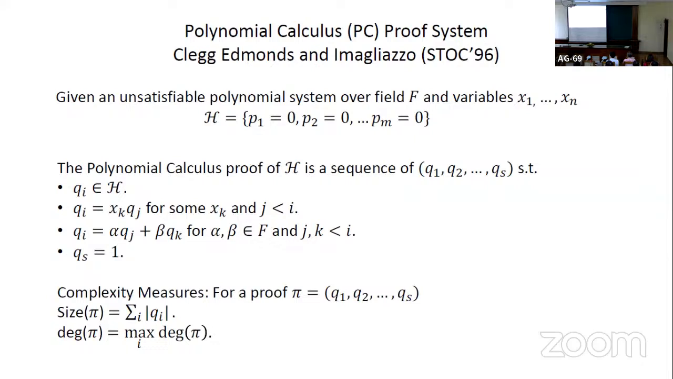And these are the two complexity measures that we studied. One is the size measure, other is the degree measure. Size is just the size of each line. Each line is a polynomial, and the size of a polynomial is the number of monomials. For infinite fields, we also have to take care of the sizes of coefficients, and we're ignoring that part. The degree is the maximum degree among all polynomials in the proof.